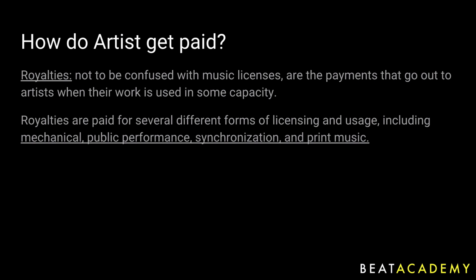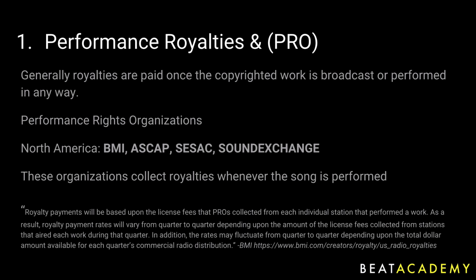Not to be confused with music licenses. We'll talk about that later. Royalties are the payments that go out to artists when their work is used in some capacity. So royalties are paid for several different forms of licensing and usage, including mechanical, public performance, synchronization, and print music. So let's spend time talking about the first type of royalty, and that is performance royalties.